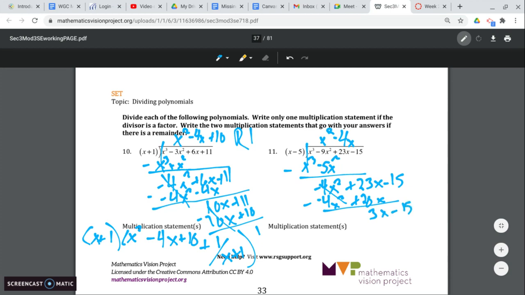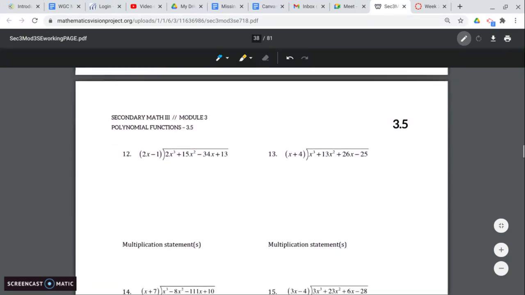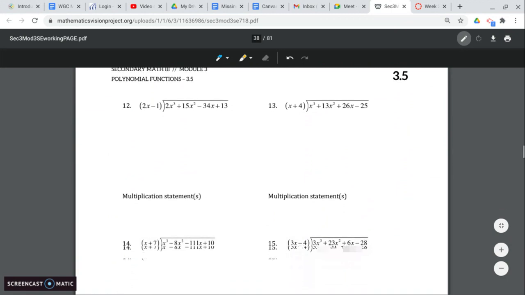What do we need to multiply x by to get to 3x? That would be 3. So we end up with 3x minus 15. So this one works out perfectly. So our multiplication statement is x minus 5 times x squared minus 4x plus 3. So it's just rewriting what we divided by and what we got for an answer, what our quotient is. So it'll be the same idea for 12, 13, 14, and 15.